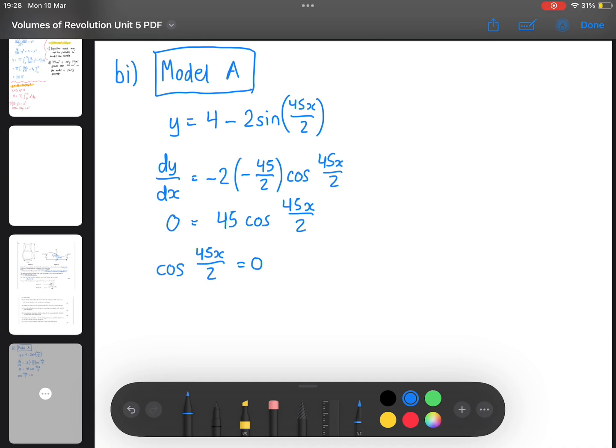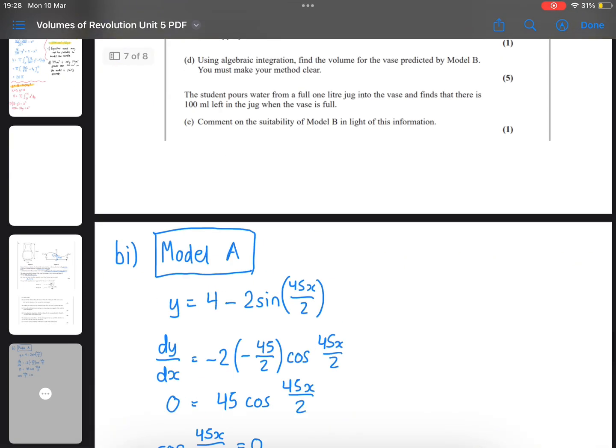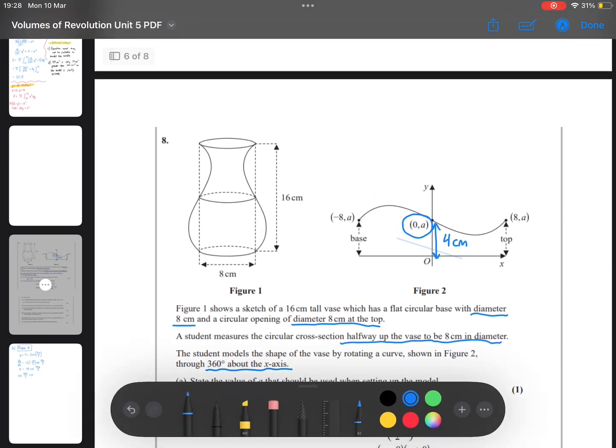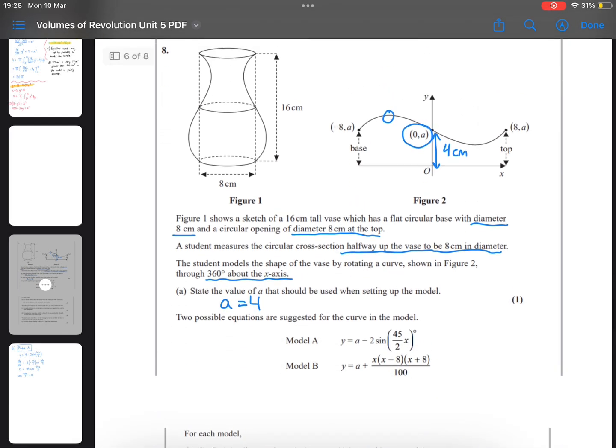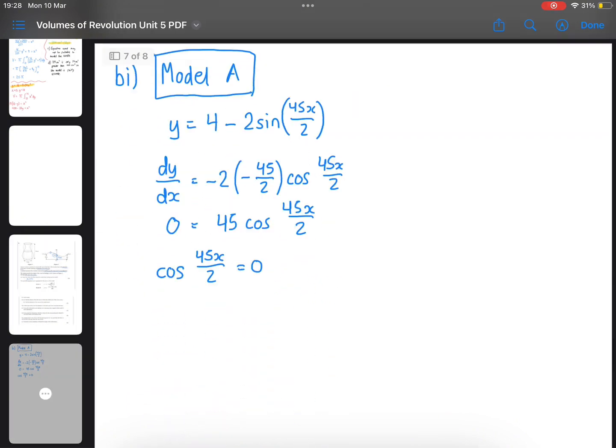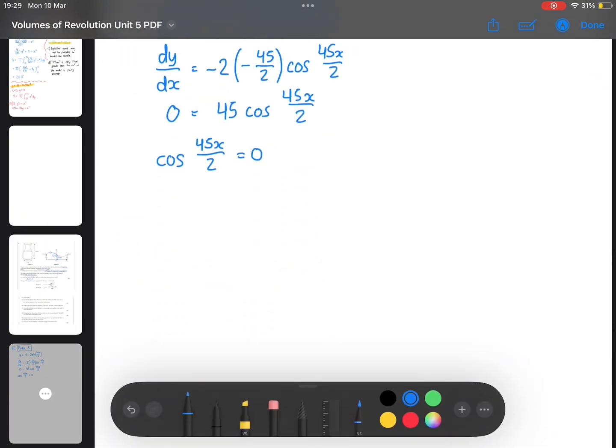And looking at our graph, we want a value of x which is negative, since we're interested in this point here, and that's going to be the widest part of the vase. And for that, we can say cos of minus 90 is going to be equal to 0. And for that, we have 45x over 2 equals minus 90. So x is minus 4.